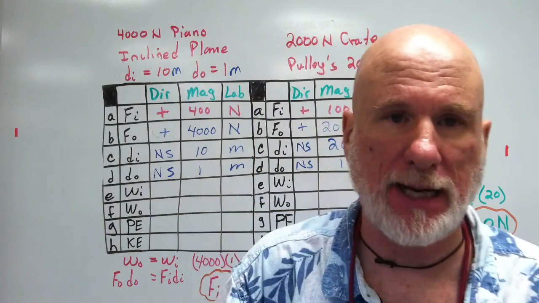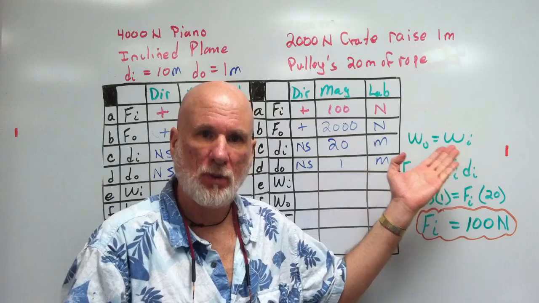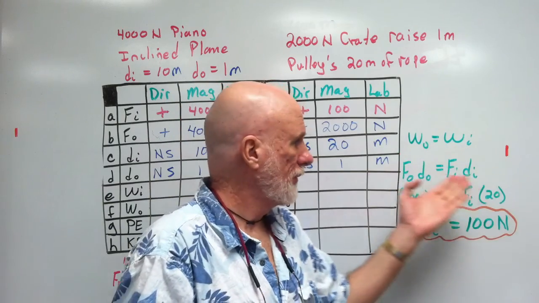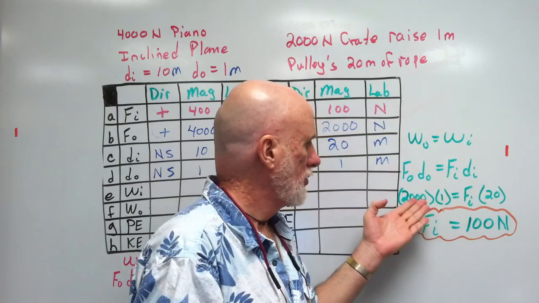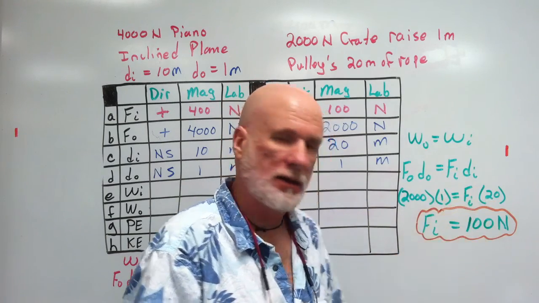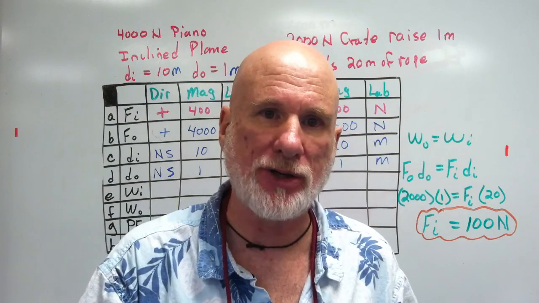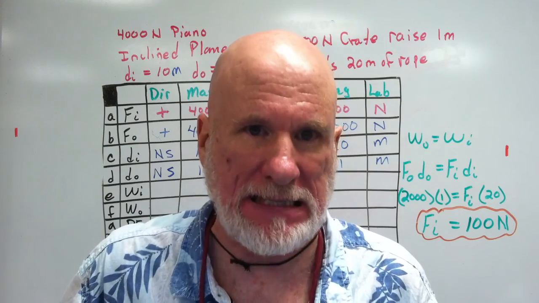Alright, all I did was I calculated the FI for both. Over here I have work output equals work input, FODO equals FIDI, 2000 times 1 equals FI times 20, FI equals 100 newtons. Now, that 100 newtons makes it seem easy.